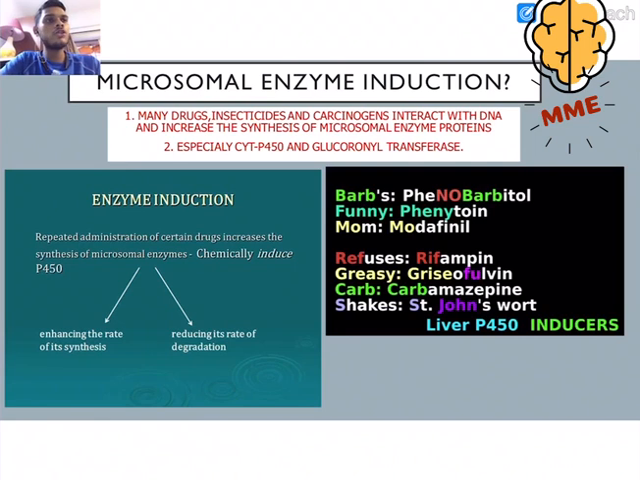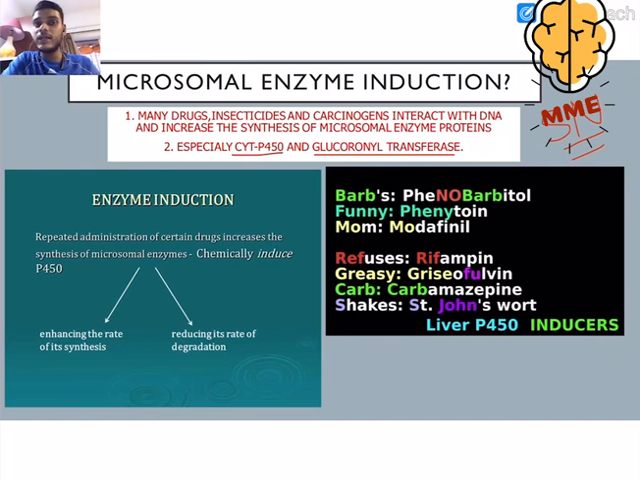One more important short note, and a candidate for viva question, is microsomal enzyme induction. So what exactly are microsomal enzyme inducers? We have certain drugs, insecticides, or carcinogens which interact with the DNA in the hepatocytes, which are our liver cells, and increase the synthesis of enzymes known as microsomal enzymes. And most importantly, these enzymes are cytochrome P450 and glucuronide transferase enzyme. Two very important enzymes which are induced by these certain drugs.